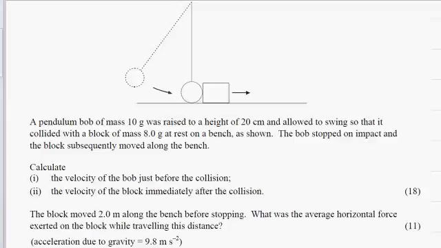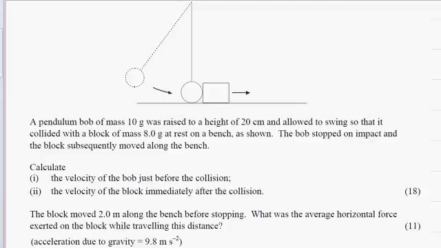What we've got here is a question now on a pendulum bob of mass 10 grams raised to a height of 20 centimeters and allowed to swing so that it collided with a block of mass 8 grams at rest on a bench, as shown here. The bob stopped on impact and the block subsequently moved along the bench. So we need to work out the velocity of the bob just before the collision and the velocity of the block after the collision.